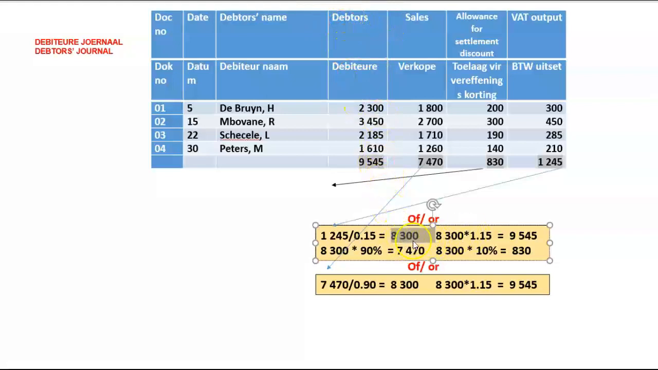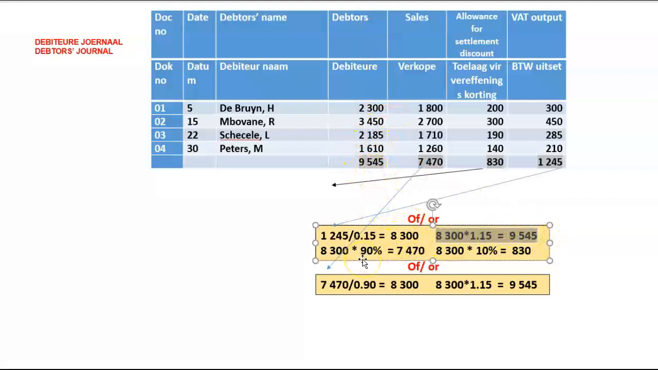So now I must take the 8,300 and multiply that by 1.15 to work back to that figure there of 9545. So if I only tell you that the VAT output figure in the debtors control journal for the month of April was 1245, I give you the VAT rate of 15% and I ask you to do the income statement, you should be able to work back to my income statement from here on by starting with the 1245 divided by 15%, which gives me the VAT exclusive amount of 8,300. 8,300 times 1.15 would be my debtors amount of 9545.